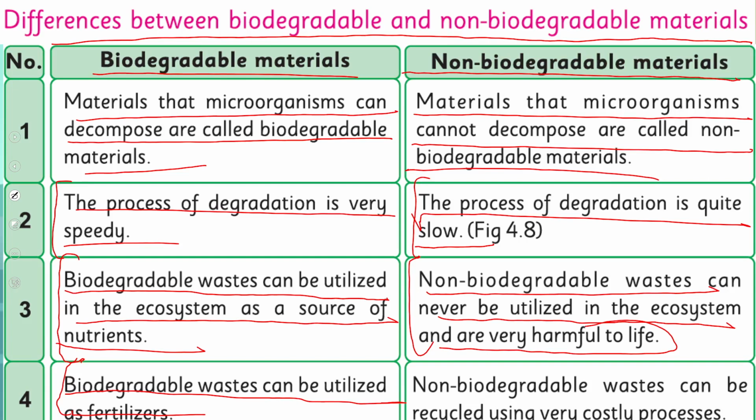Biodegradable material जो है इसको fertilizer के तौर पे इस्तेमाल किया जा सकता है, whereas non-biodegradable waste cannot be recycled, or can only be recycled using a very costly process. बायोडिग्रेडेबल मटेरियल can be recycled, यानी कि इसको रिसाइकल किया जा सकता है.